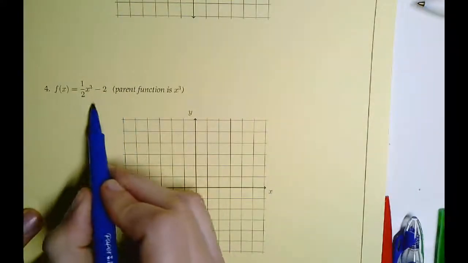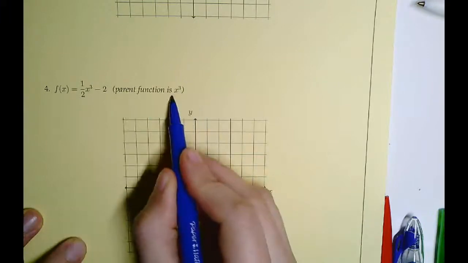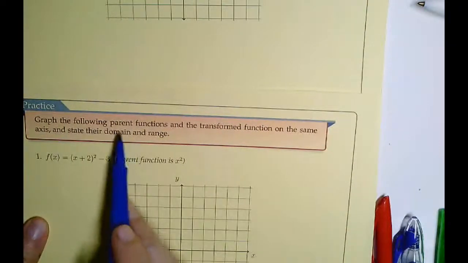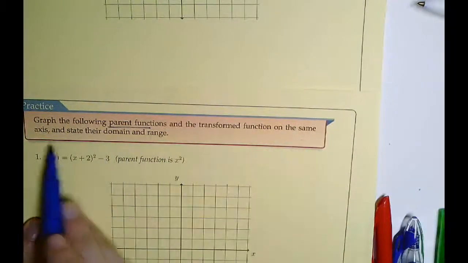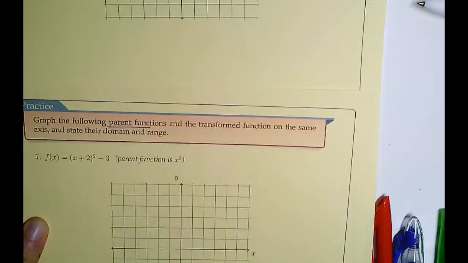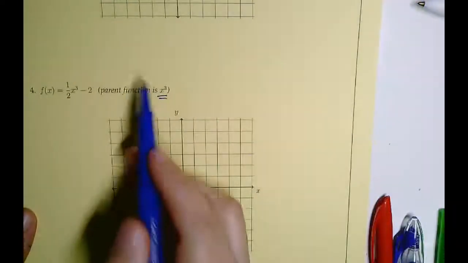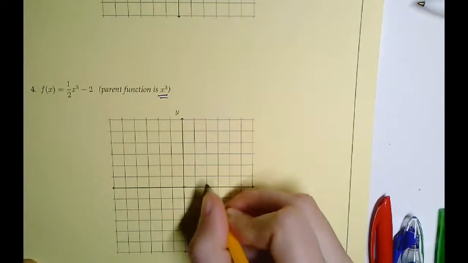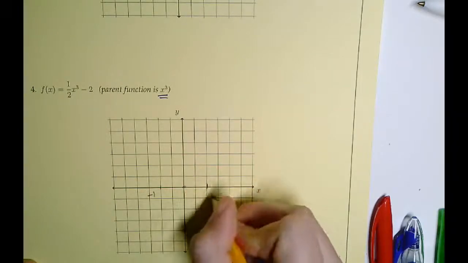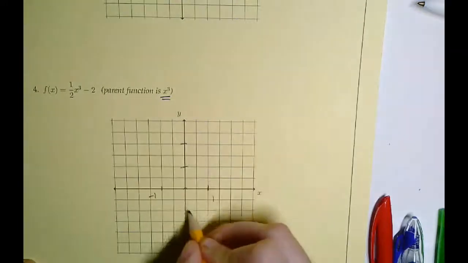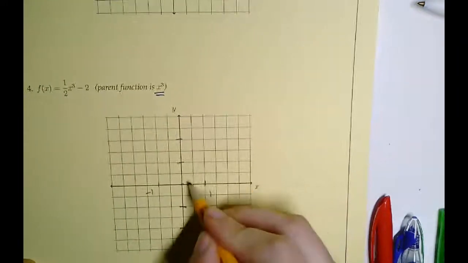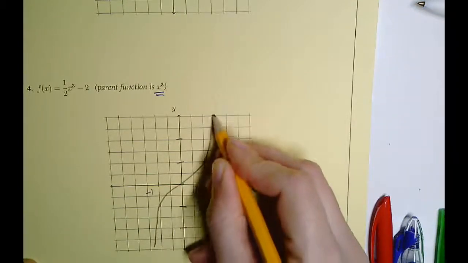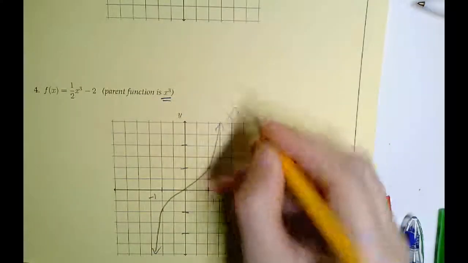So I have my f of x is 1/2 x cubed minus 2. Obviously, the parent function is x cubed. So it says graph the following parent function and the transformed function on the same axis and state their domain and ranges. So what is the parent function? X cubed. So by now you should know what x cubed looks like. So x cubed, let's say that this is 1, this is -1, this is 1. So x cubed is going to be that S-shaped graph. So this is x cubed.